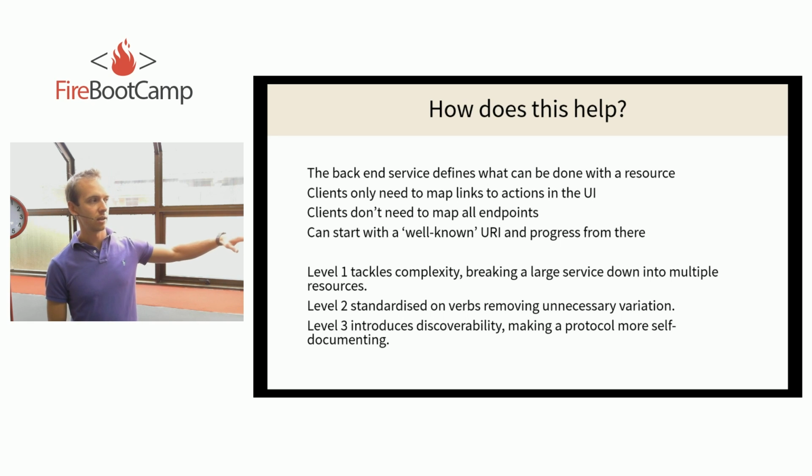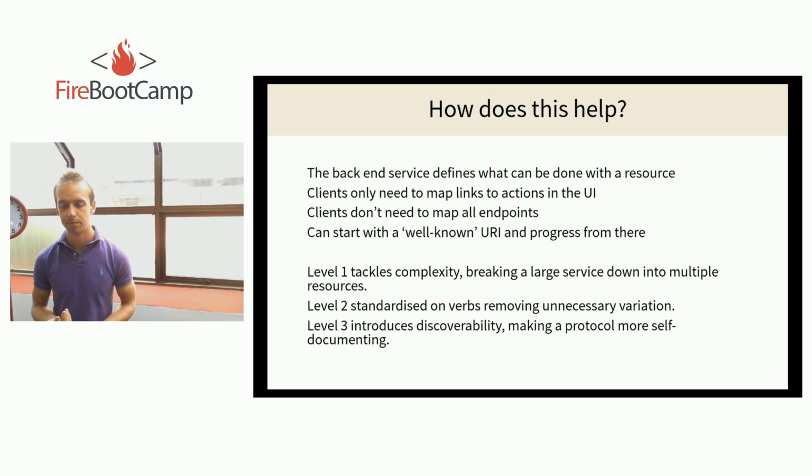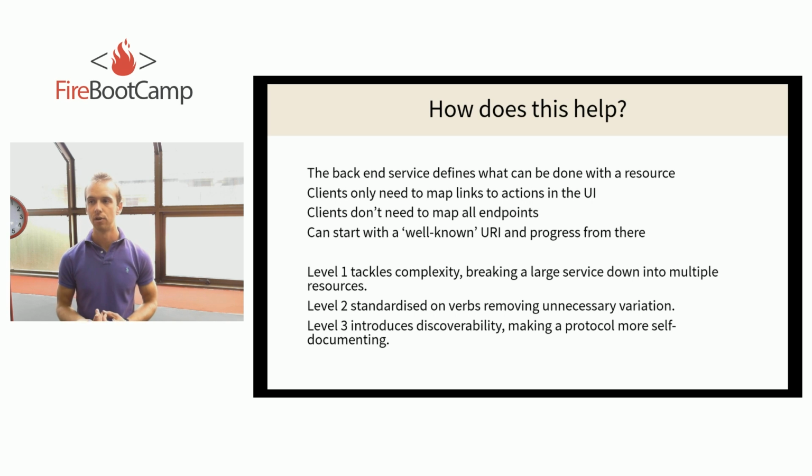So level 1 is about tackling complexity. We break a big service down and split it up into multiple resources. Level 2 standardizes on verbs. Level 3 introduces discoverability. Level 2 is a really good place to target. What that means we can do at level 2, by standardizing on verbs, is things like caching, for example.